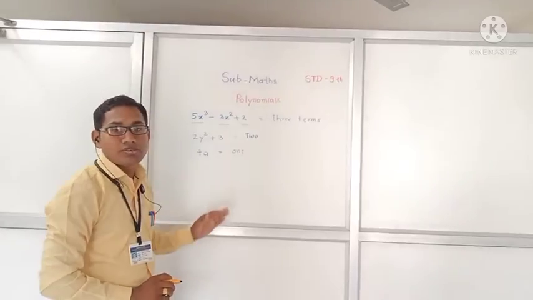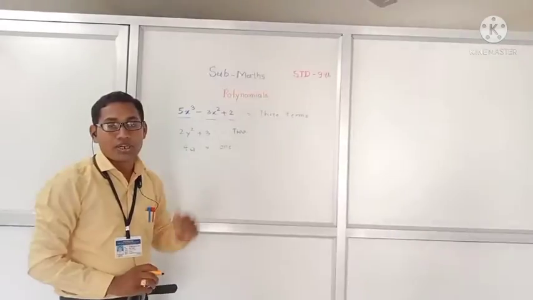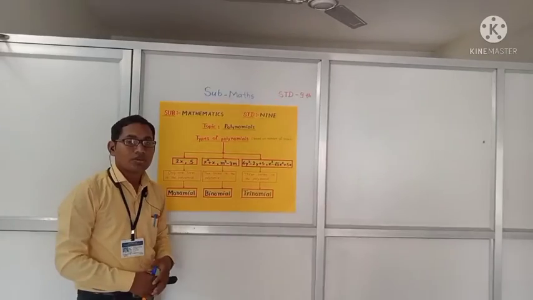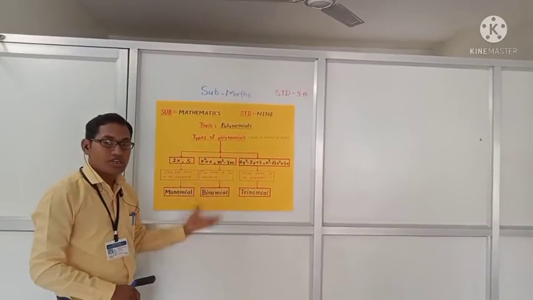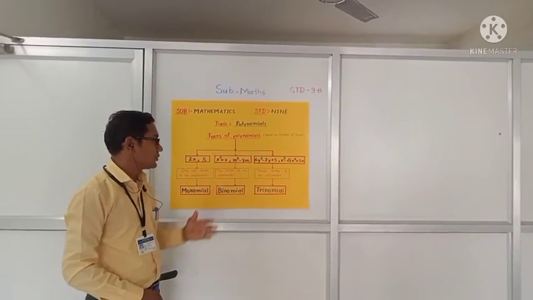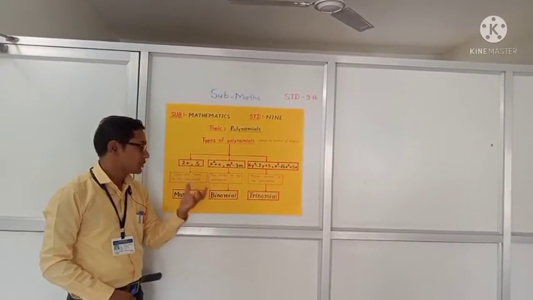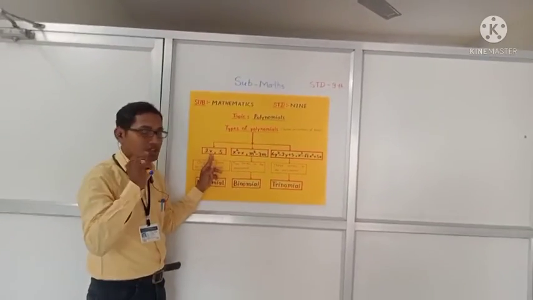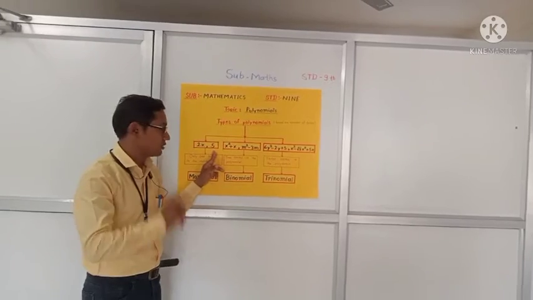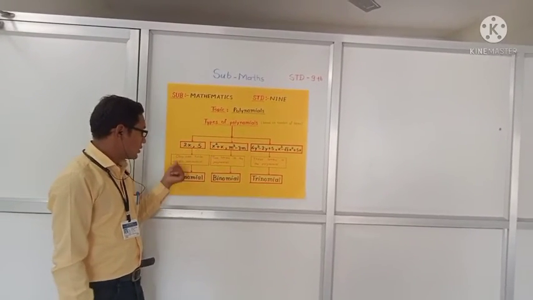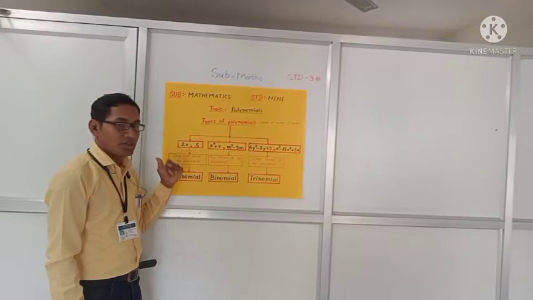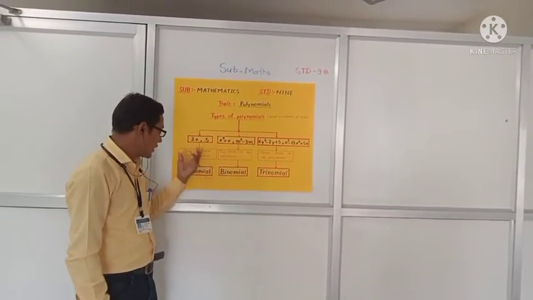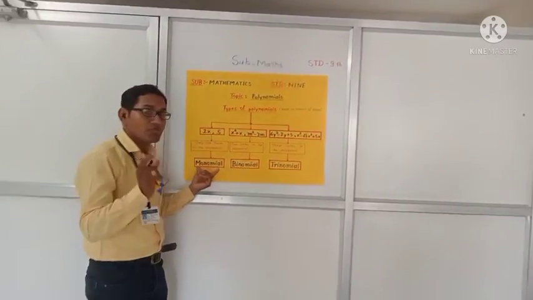Based on the number of terms in a polynomial, let us learn the types of polynomials. Students, let's observe this chart. Types of polynomials. There are some expressions. 2x is one term, 5 is one term. Only one term in the polynomial. Polynomials having only one term are called monomials.